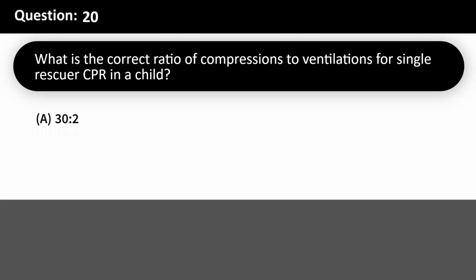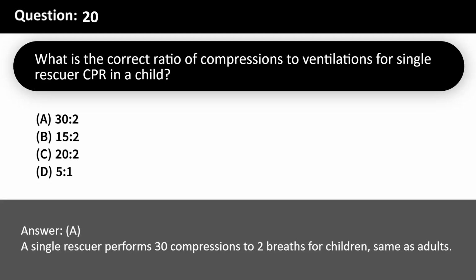What is the correct ratio of compressions to ventilations for single rescuer CPR in a child? A. 30:2. B. 15:2. C. 20:2. D. 5:1. Answer: A. A single rescuer performs 30 compressions to 2 breaths for children, same as adults.